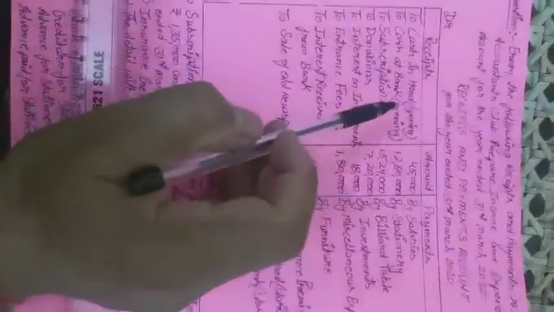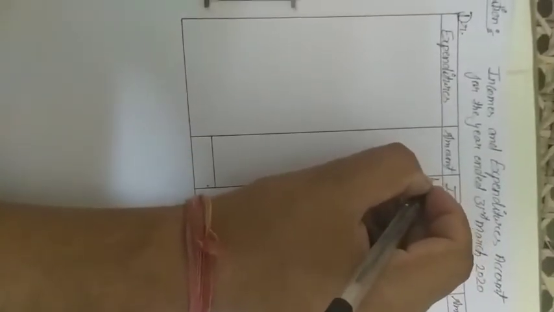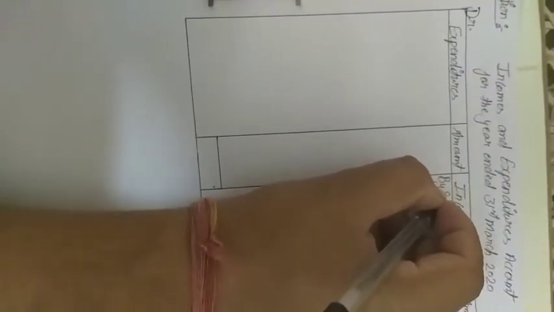Here I am rotating the mobile, so you can see this is the subscription. Subscription is a receipt, it is an income. So at the top we will show it on the income side, by subscriptions. What is the subscription we have received during the year? The amount is 15,24,000. So 15,24,000 we will show here.